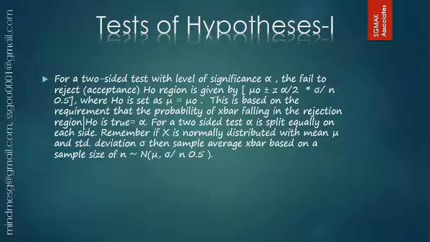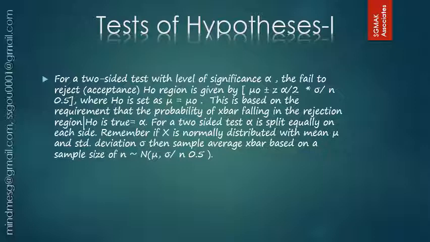For a two-sided test with a level of significance alpha, the fail to reject null hypothesis region is given by mu naught plus minus z alpha over 2 sigma over square root of n, where we set up null hypothesis mu equal mu naught. This is based on the requirement that the probability of x bar falling in the rejection region given the null hypothesis is true is alpha. For a two-sided test, we split alpha equally on each side.